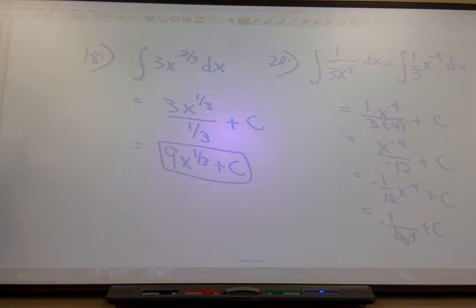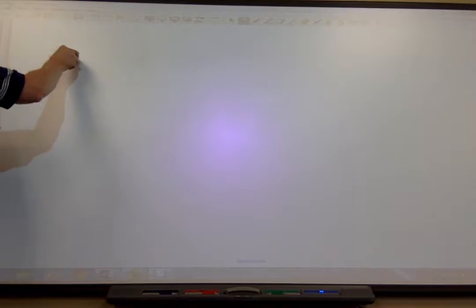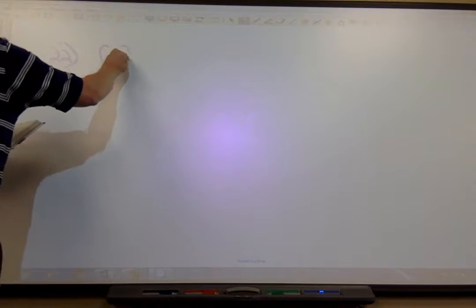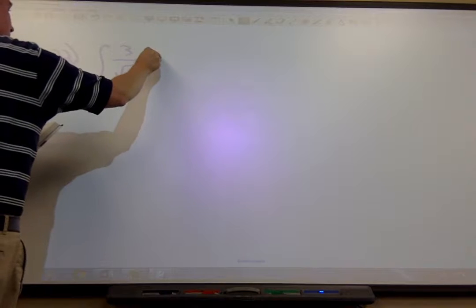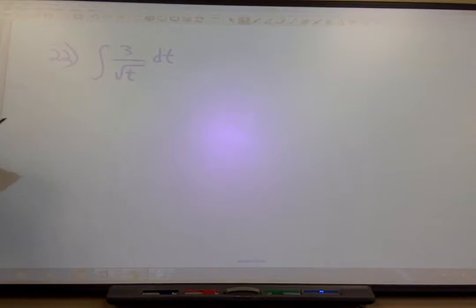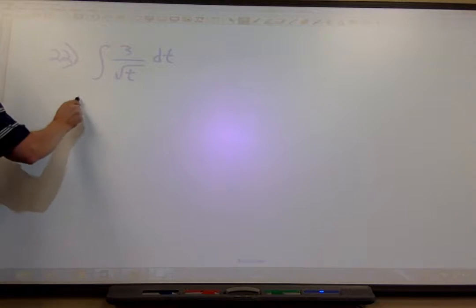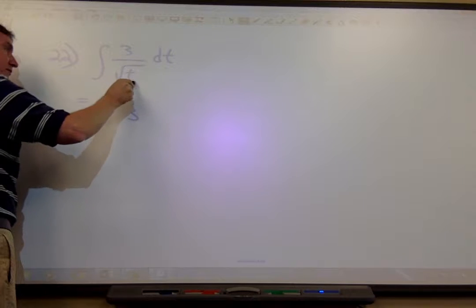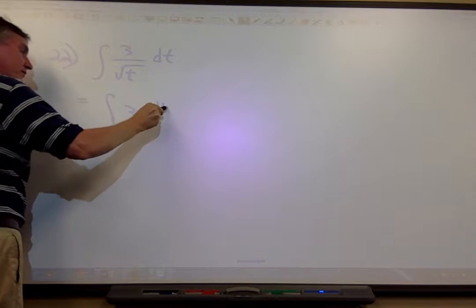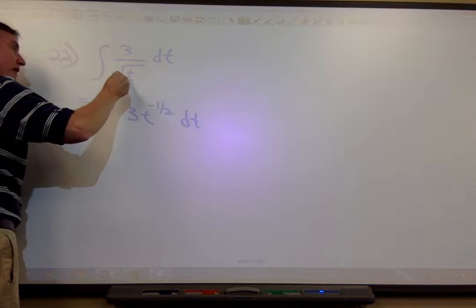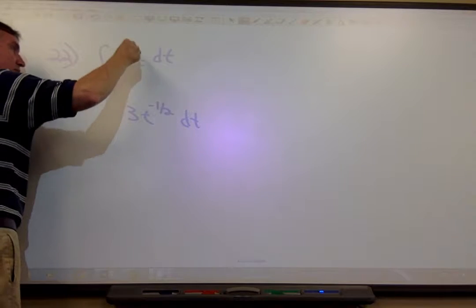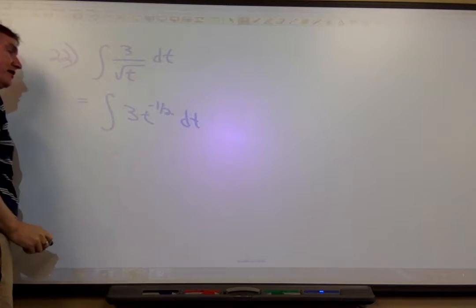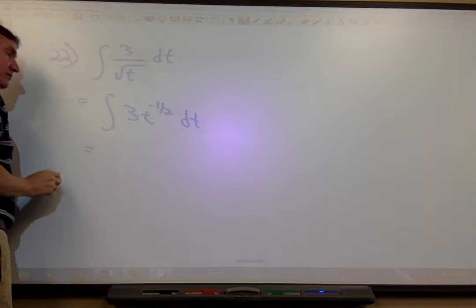How about 22? How would you rewrite that one? 3 over square root of t dt. T to the what? If I bring that, that's t to the 1/2 down there. If I bring it up, it would be 3t to the negative half. Now what's the new power?